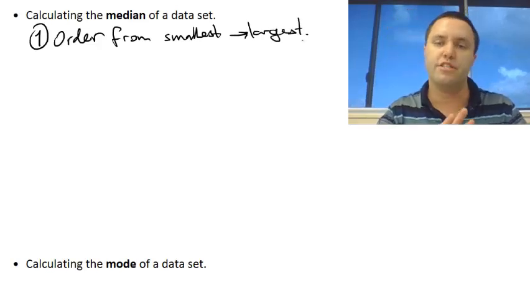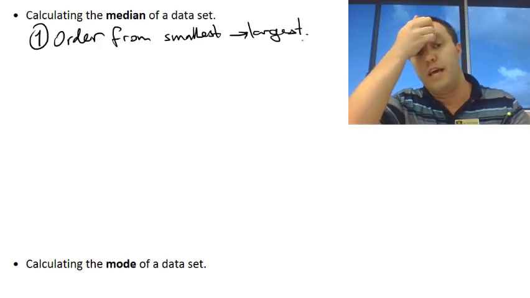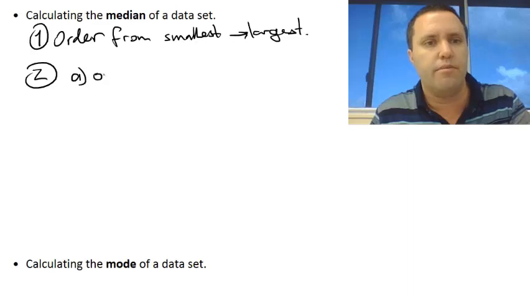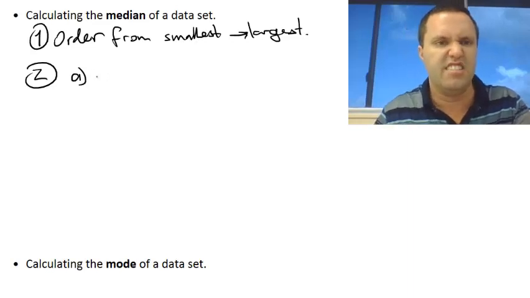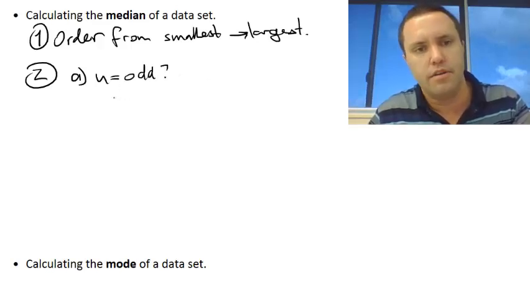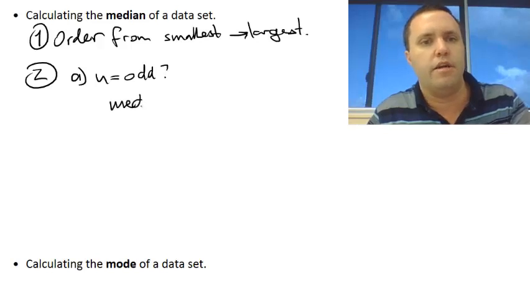Okay, order your data from the smallest data point to the largest data point. Then, second, you've got to think to yourself, are there an odd number? So does n, the number of data, equal odd? If so, then the median is equal to the middle number.